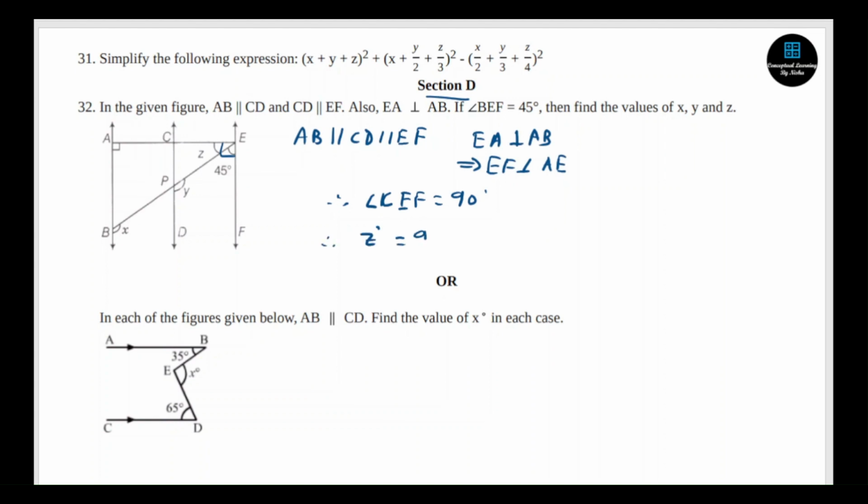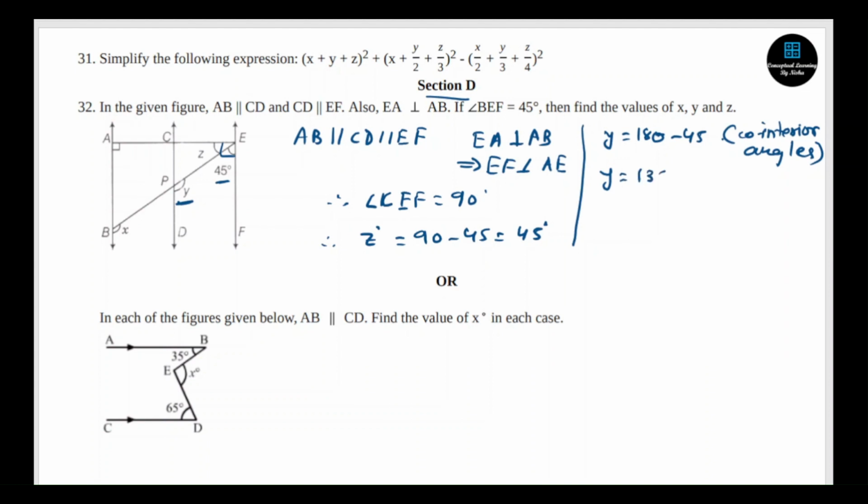Now this is 90, so Z is equals to 90 minus 45. So you will get 45. So we got the value of Z. Alright. Now if you think this Y and 45, they are co-interior angles, right? So Y is equals to 180 minus 45. You have to write the reason, co-interior angles. And now you'll get Y equals to 135 degree.